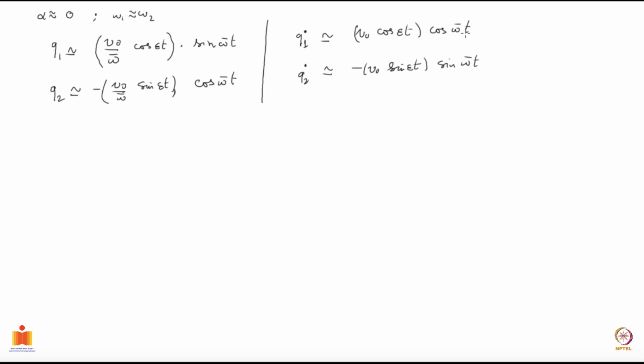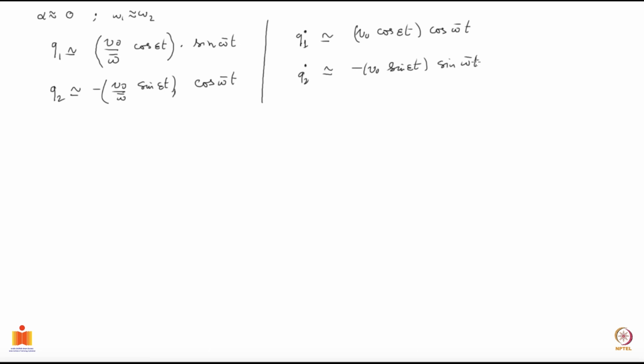This one does not go to 0, it becomes V0, because this factor becomes 1, this factor becomes 1, and you have V0, which is correct, which is what we did. And q2 dot at time t equal to 0 will be 0 because of this factor. So the second pendulum is at rest at time t equal to 0, which is consistent with what we expected.